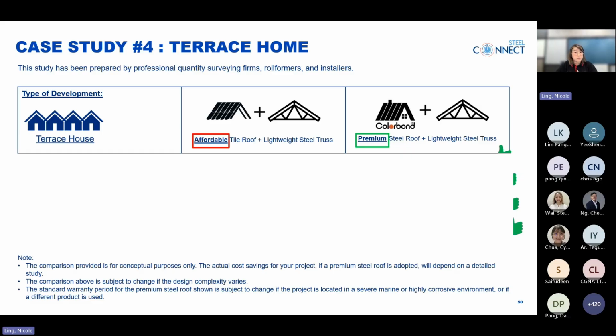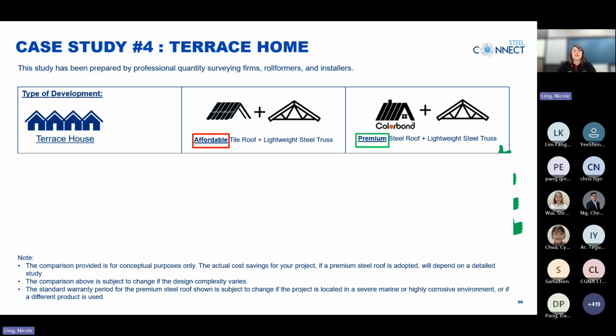Even though Colorbond steel is a premium product, in the roof construction cost it is only about 6% higher than affordable tile roof. Beyond that small upfront difference, everything else follows the same trend that we've seen in the earlier case studies. The lightweight truss cost is lower, installation is faster, and long-term performance is significantly better with premium steel roofing. So, simply put, you are paying just 6% upfront on roof construction, but in return, you get lower structural costs, faster installation, premium performance, and much stronger long-term value.